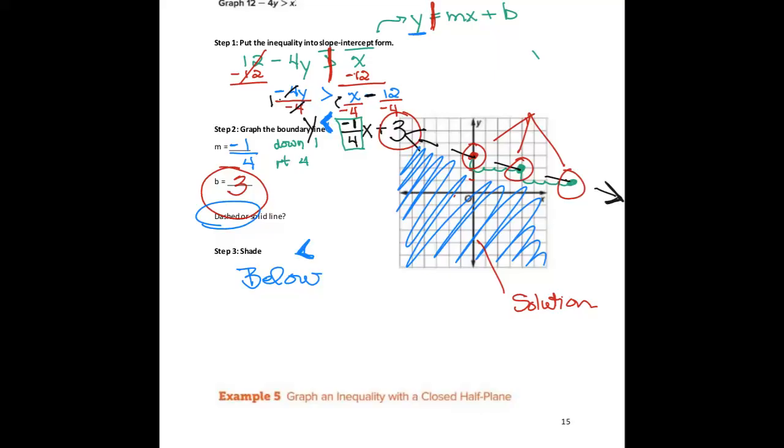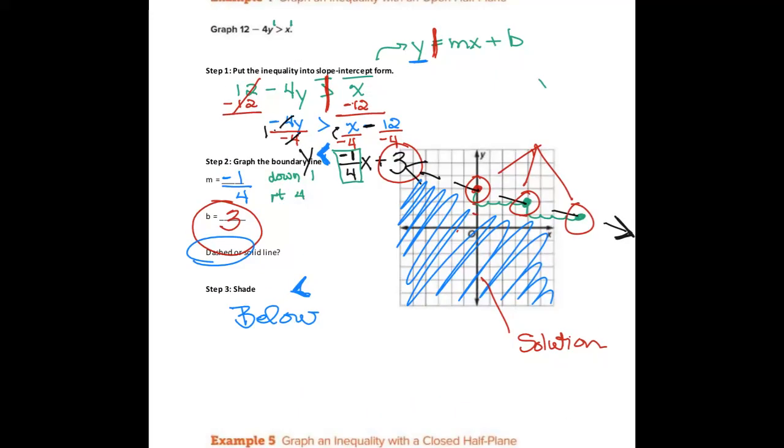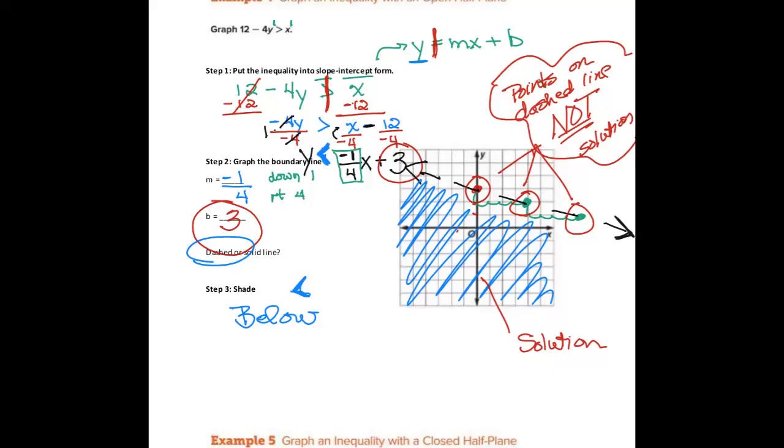I have some yeses, I have some nos. I need a tiebreaker. Are these values on the dashed line part of the solution? No, yes, no, yes. They are not. So you might want to write this down. Points on a dashed line are not part of the solution. They only guide us into creating that dashed line.